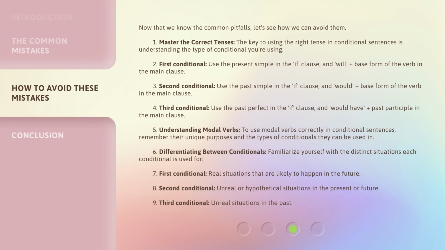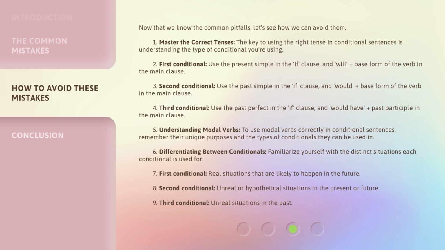Now that we know the common pitfalls, let's see how we can avoid them. 1. Master the correct tenses. The key to using the right tense in conditional sentences is understanding the type of conditional you're using. 2. First conditional. Use the present simple in the if clause and will plus base form of the verb in the main clause. 3. Second conditional. Use the past simple in the if clause and would plus base form of the verb in the main clause.